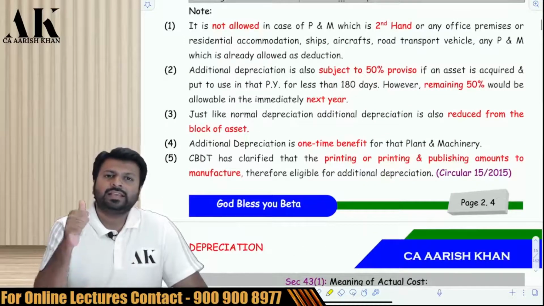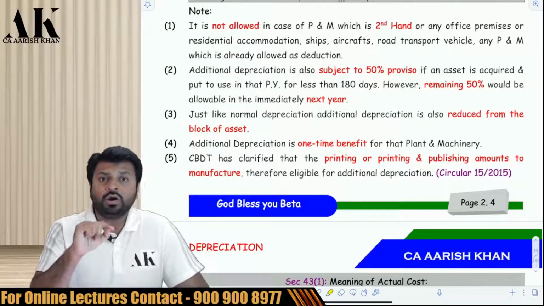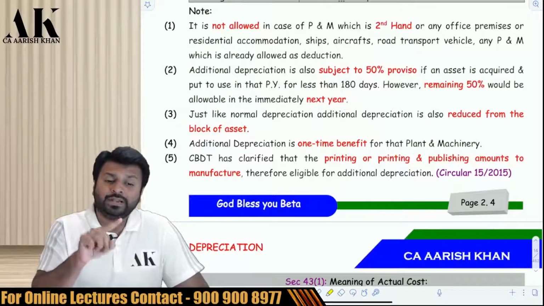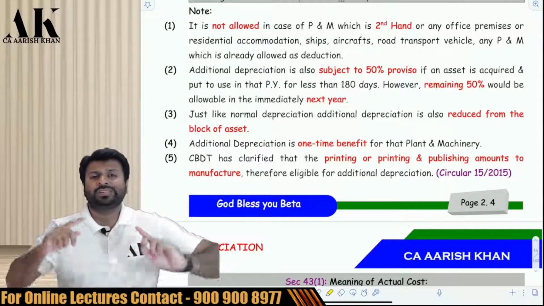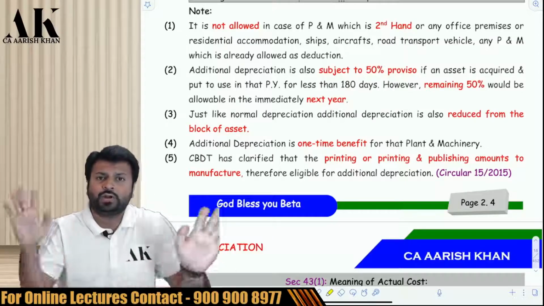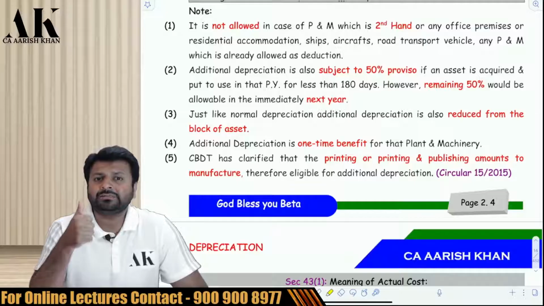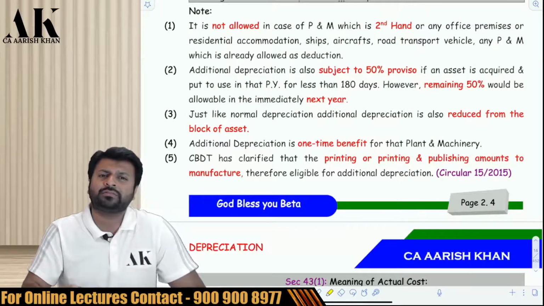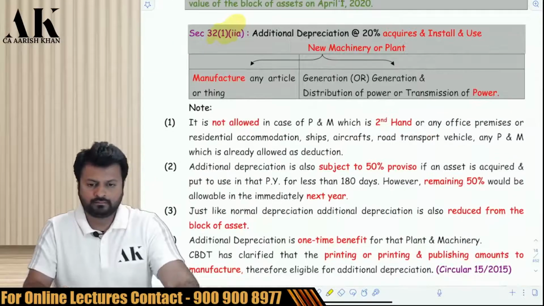Sir, will the assessee engaged in the business of printing get the benefit of this depreciation? The answer is yes. CBDT has clarified that an assessee engaged in the business of printing, or in the business of printing and publishing both, will get the benefit under this section. But an assessee engaged only in the business of publishing will not get the benefit of this particular section, because the government has said the assessee should be engaged either in printing or in printing and publishing both. Only publishing will not get the benefit of this section. Okay? Is it clear to all of you?